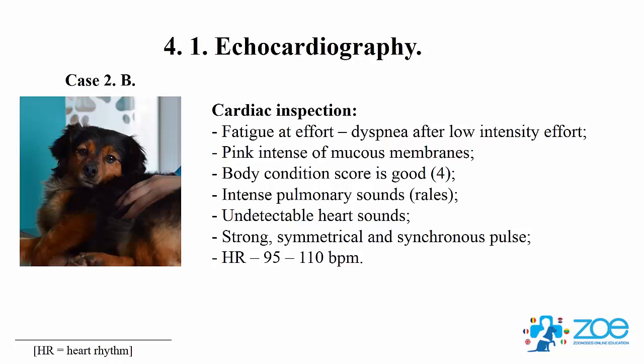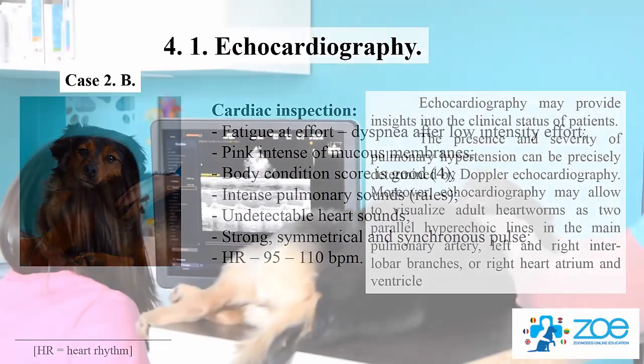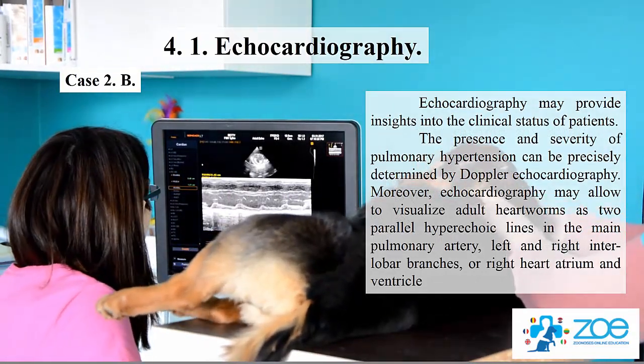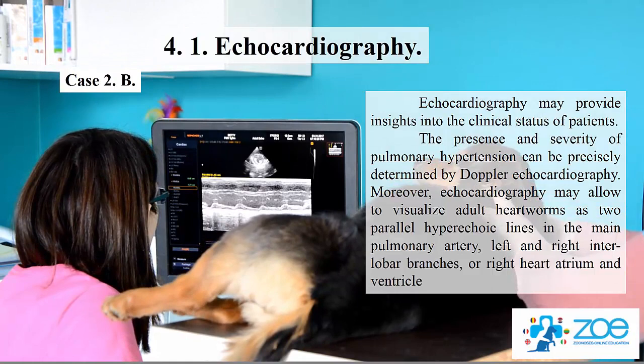Intense pulmonary sounds. Undetectable heart sounds. Strong, symmetrical, and synchronous pulse. Heart rhythm between 95 and 110 BPM.